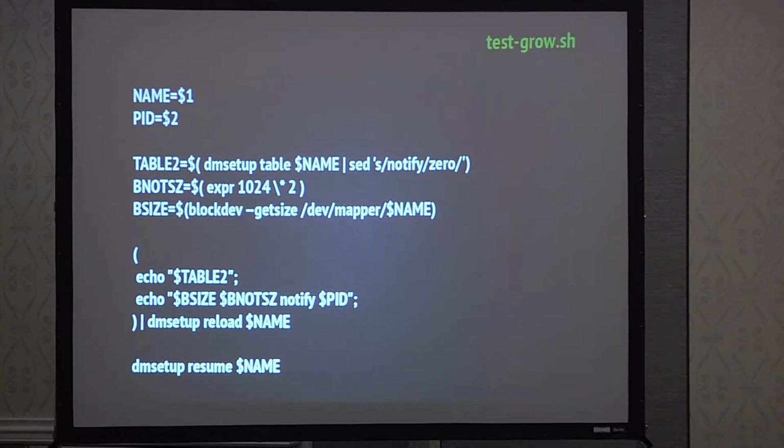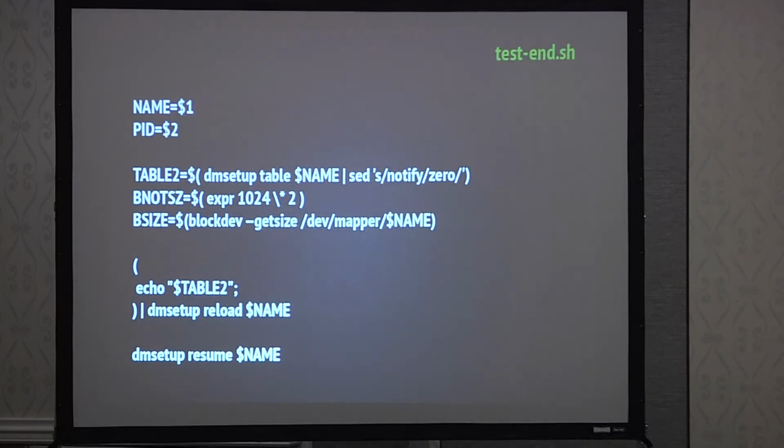The test grow script will grow the volume. You see in the third line, sed s/notify/0/. The s is substitute, and it will replace every notify with 0. So I have only one notify, and it becomes 0. And the second echo will add another notify at the end of the table. So I have my last table with the notify changed to 0, and I have added a notify at the end. Then I reload the map and resume the device, because the kernel module, the notify module, suspended the volume.